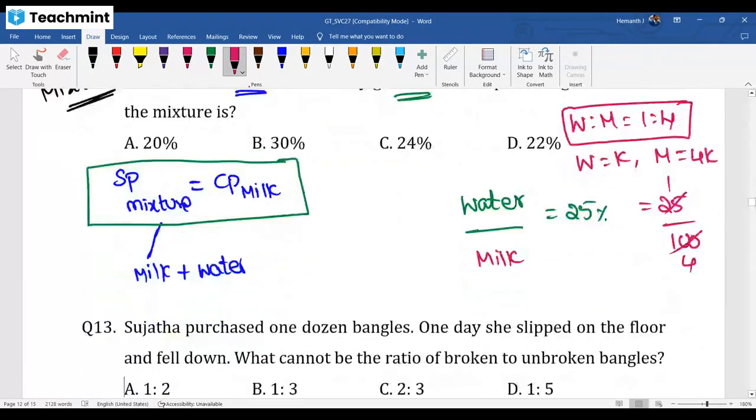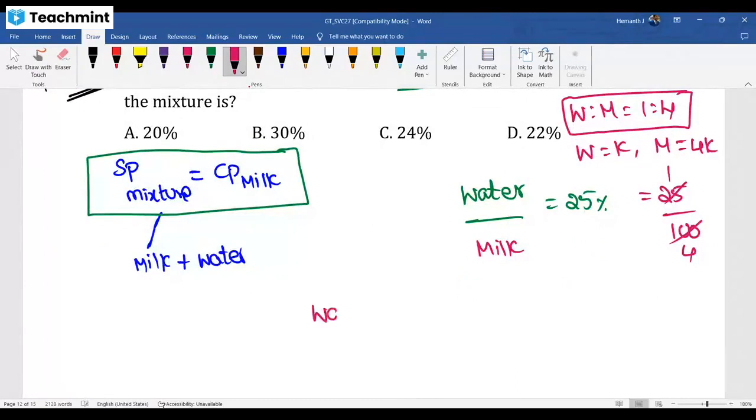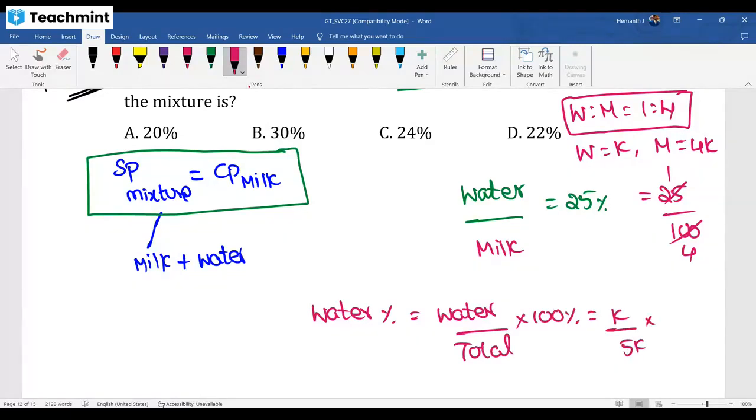Now, water percentage is water out of total into 100. Water here is K, total is 5K, multiplying by 100, you will get 20%. So that is why option A is the correct answer. It's not 25, it's 20% only.